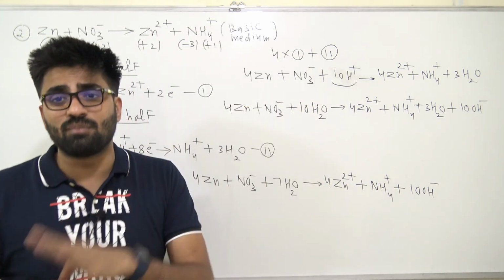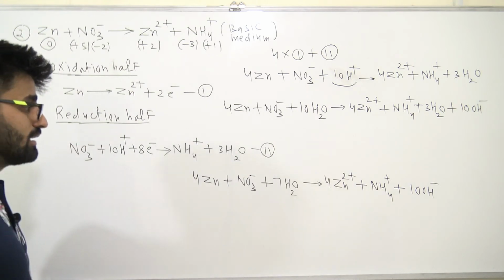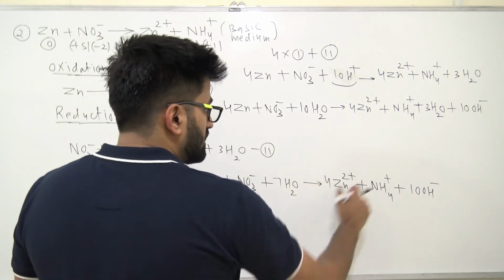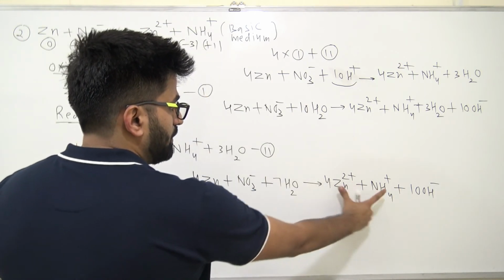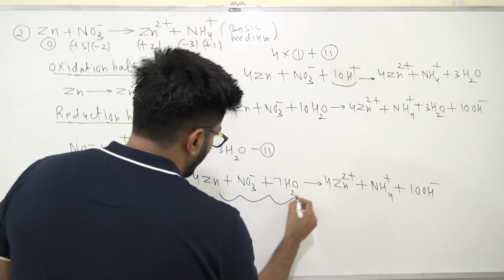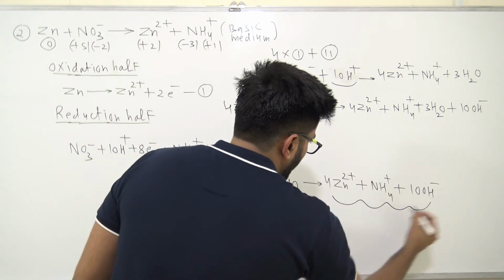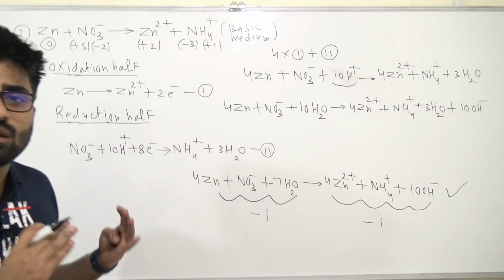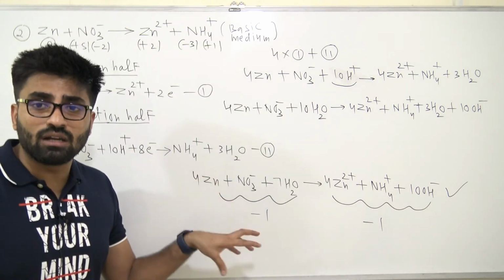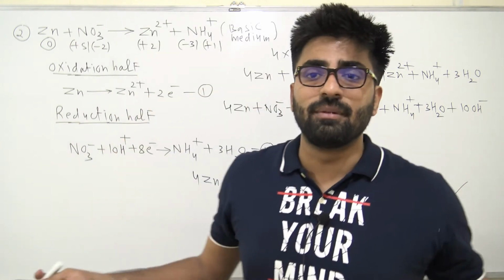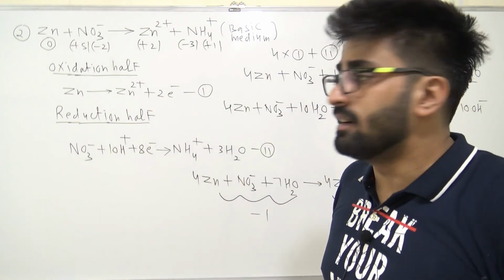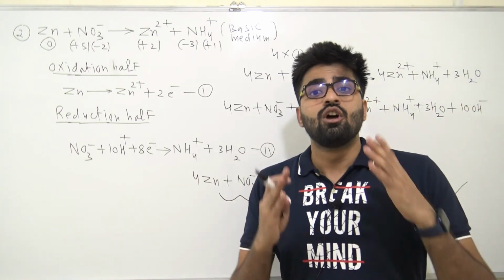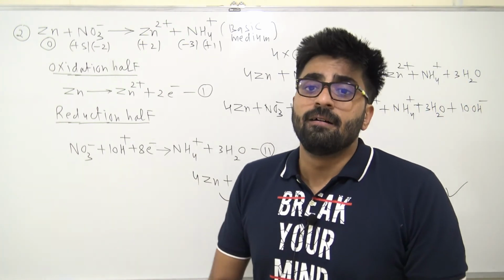Now check whether it is balanced or not. How much charge is there? There is -1 charge. On the other side, +8, +9, and this is also -1. Here -1, there also -1. So this is my required balanced equation in basic medium. One of the simplest methods. If you follow this, you will be very much comfortable and confident in the balancing part, right?